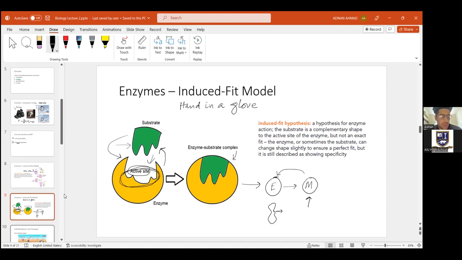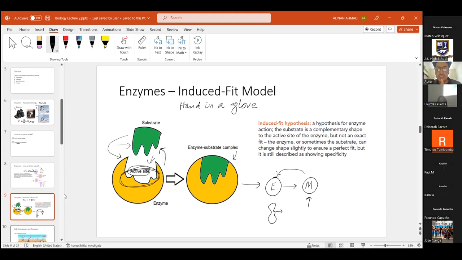Any questions on enzymes? I have one question. Please ask. Does the form of the enzyme matter for the union of the substrate and the enzyme? Sorry, your voice is breaking. I couldn't hear you properly. Could you please type or repeat? I'm going to type it for you. Understood. Yes, please type it.